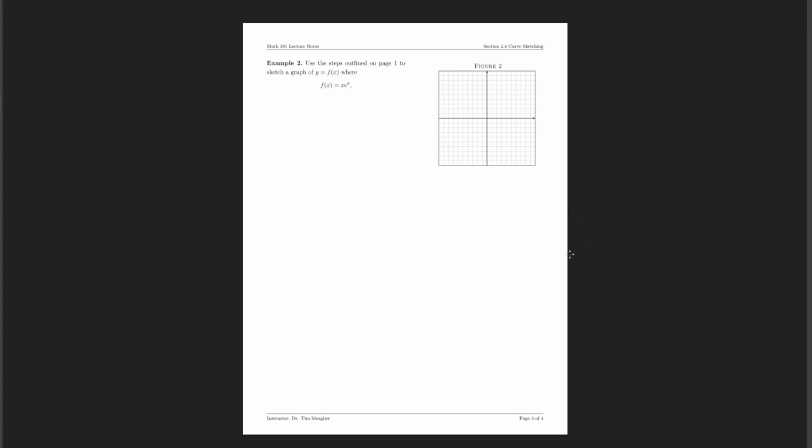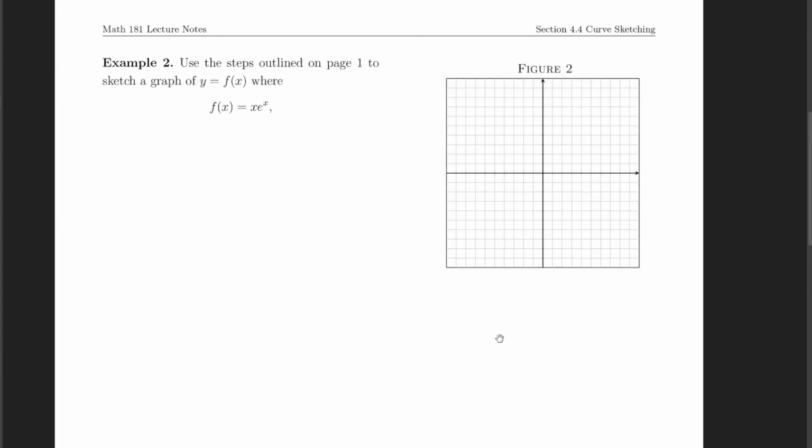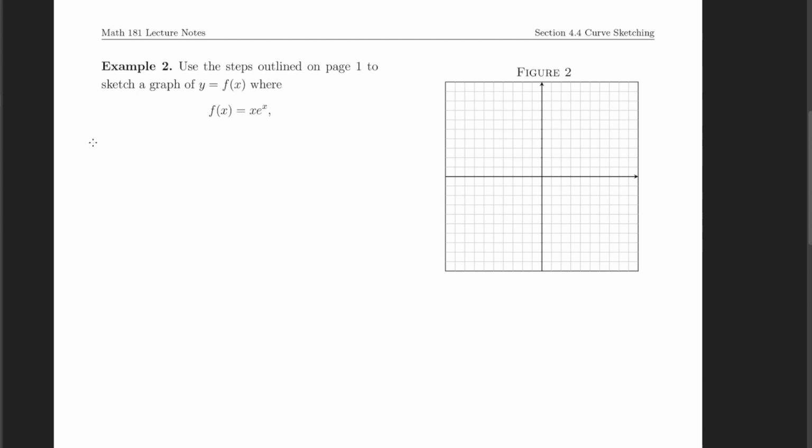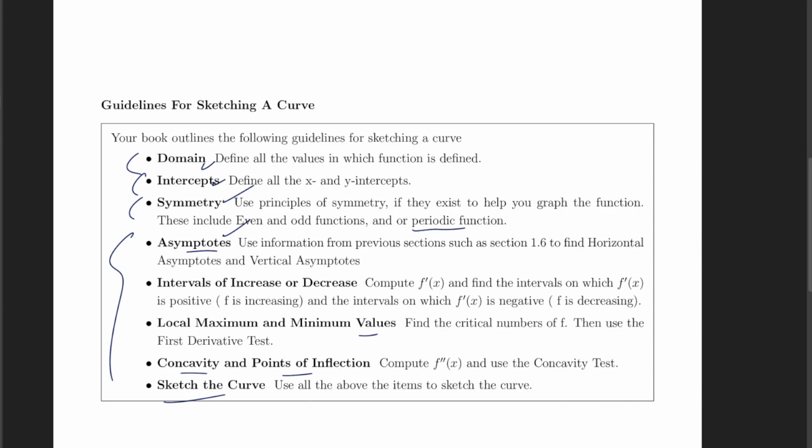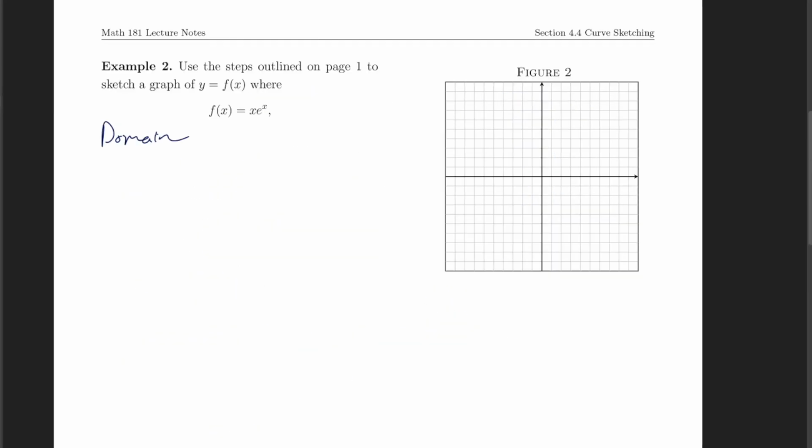Let's do it for a different one. So let's do something a little bit more different. So here, let's look at the domain. And so what are we going to try to do here? We're going to do domain, intercepts, and symmetry. So let's start with the domain.